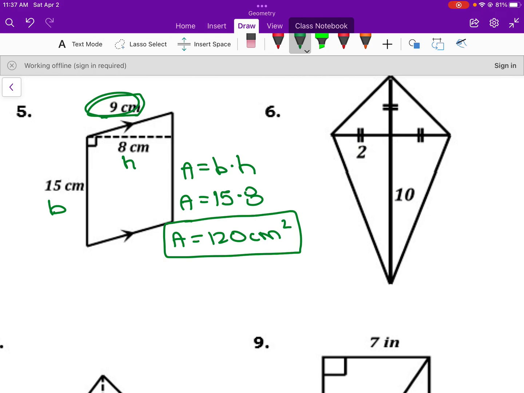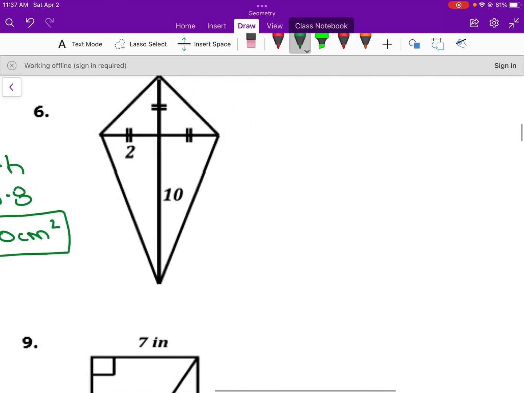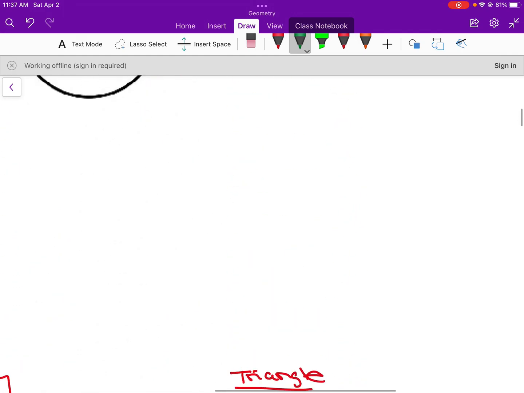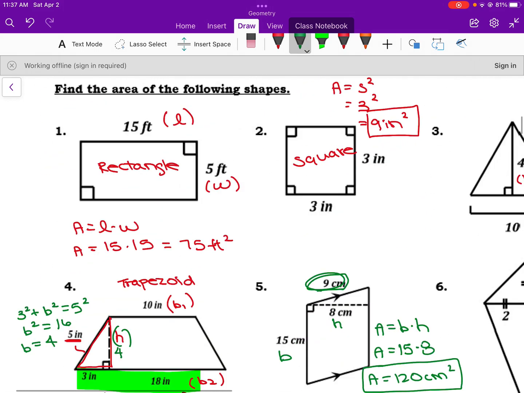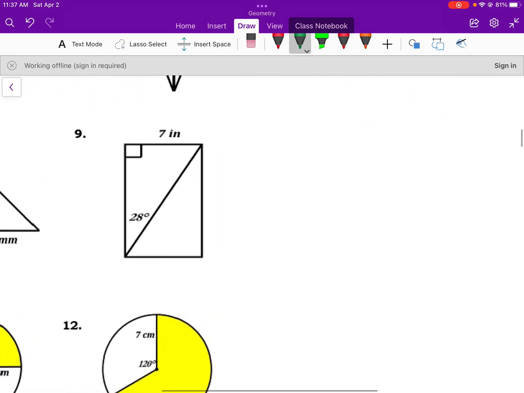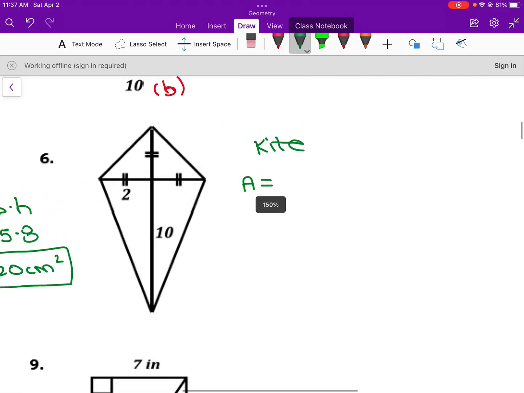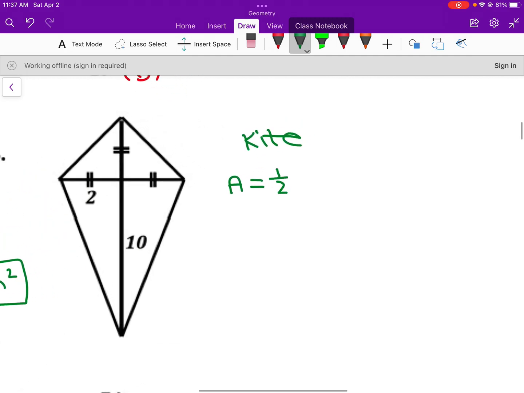Cool. Okay, next one we're dealing with a kite. We know from our formula up above, a kite is 1/2, if we just go back up here, kite, 1/2, and then you're multiplying the two diameters. So we're taking 1/2 times, all right, we don't have the diameters fully labeled here. So this is where we have to kind of get creative.